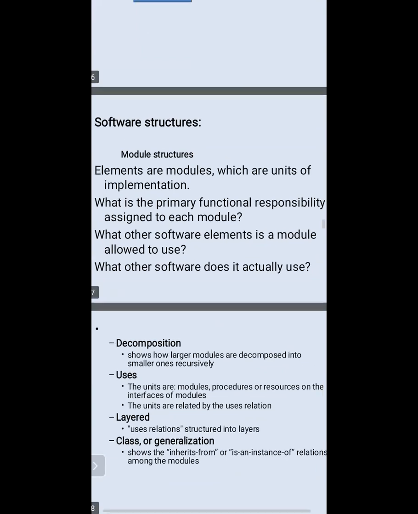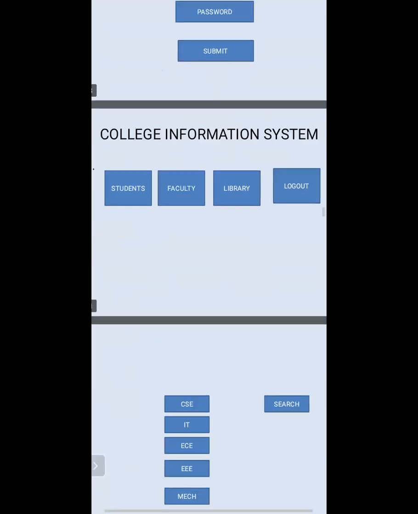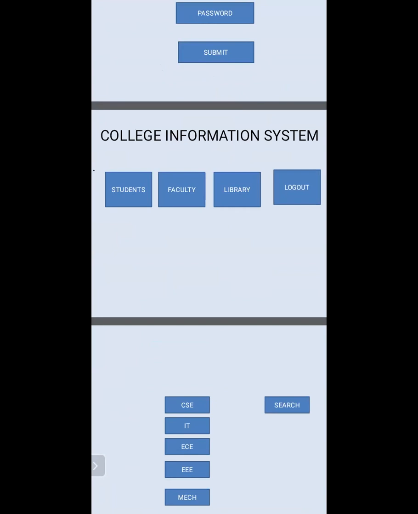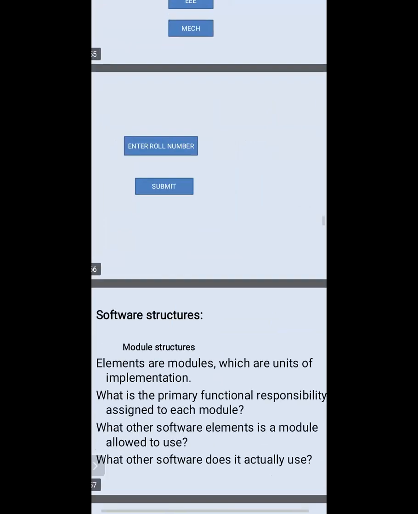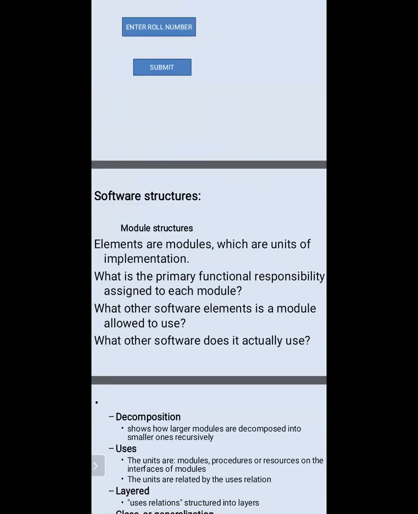In the previous case, I mentioned that all these are modules. Am I right or not? Students is one module, faculty is one module, library is one module, and logout is another module. When you click students, it connects to some other modules. How that particular module connects to other modules internally is specified using component and connector views. Am I right or not? In the same way, which type of structure is it when you click that button, and how does it appear on the screen?